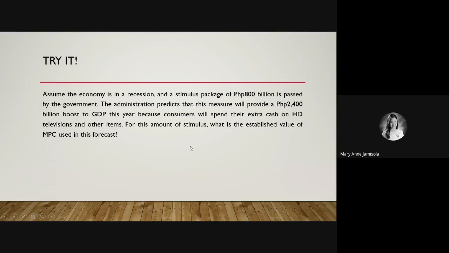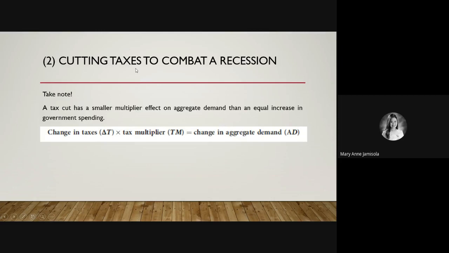Next, aside from increasing the government spending, to combat a recession, the government could also cut taxes. Cut or decrease taxes. And so this is the effect if you decrease taxes. If you decrease taxes, then the people or the consumers will be encouraged to spend more. Okay, it is cheaper, since they pay less in taxes. So take note, a tax cut has a smaller multiplier effect on aggregate demand than an equal increase in government spending.